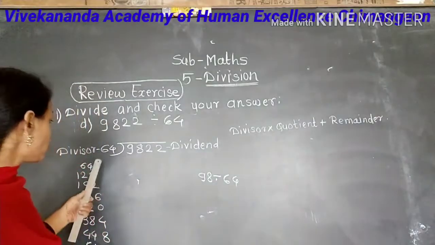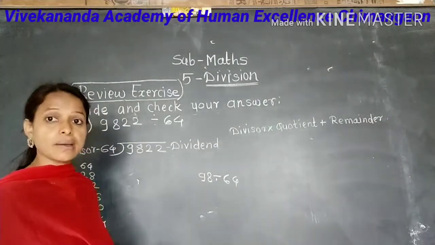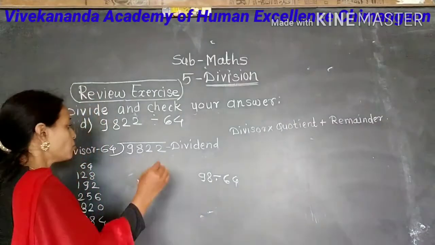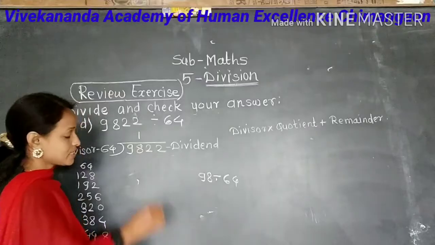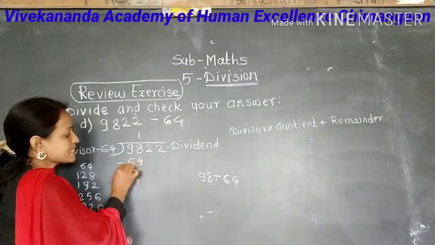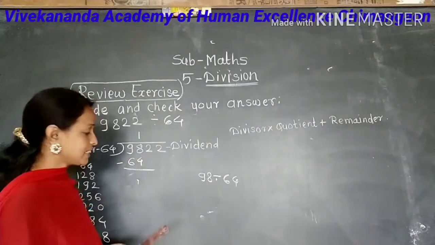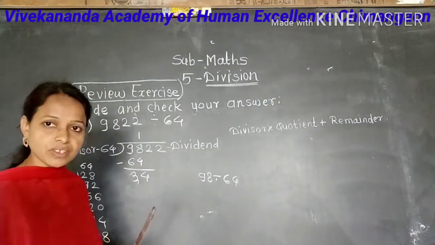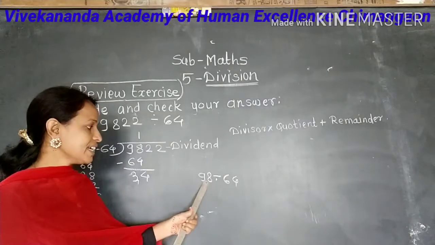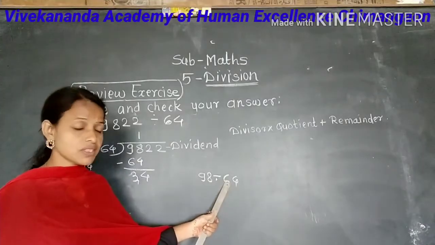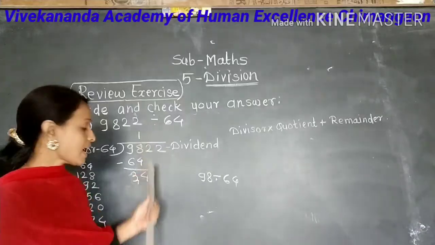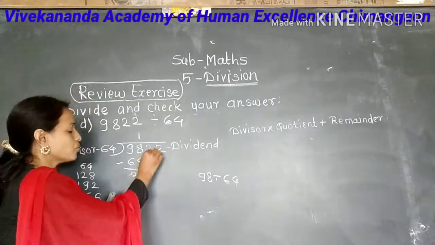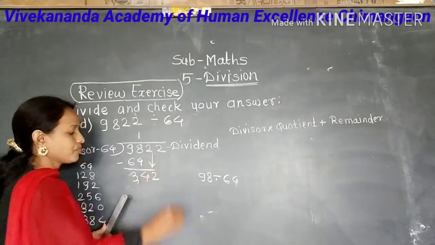It gives us quotient 1. By dividing 98 by 64, it gives us quotient 1. So 1 is written in the hundreds place. Now subtract 64 from 98. 8 minus 4, 4. 9 minus 6, 3. So here we divide 98 by 64. It gives us quotient 1 and remainder 34. Now next, these two we bring down.